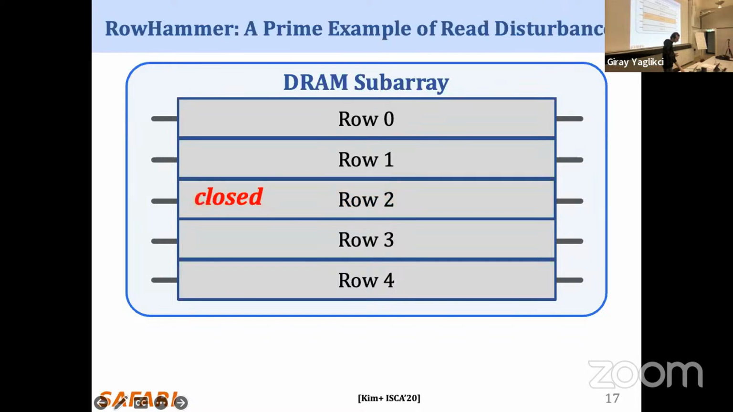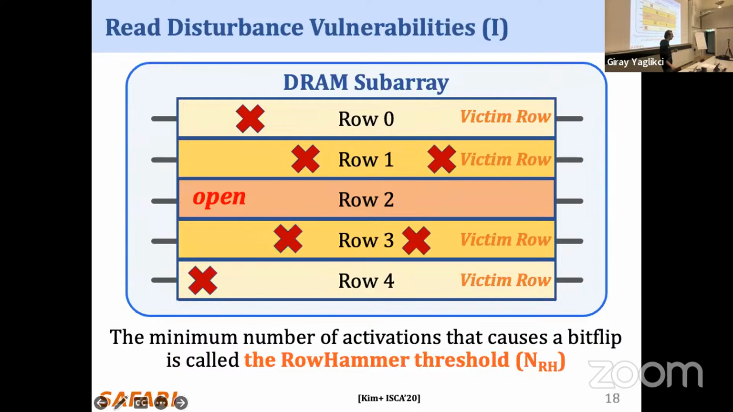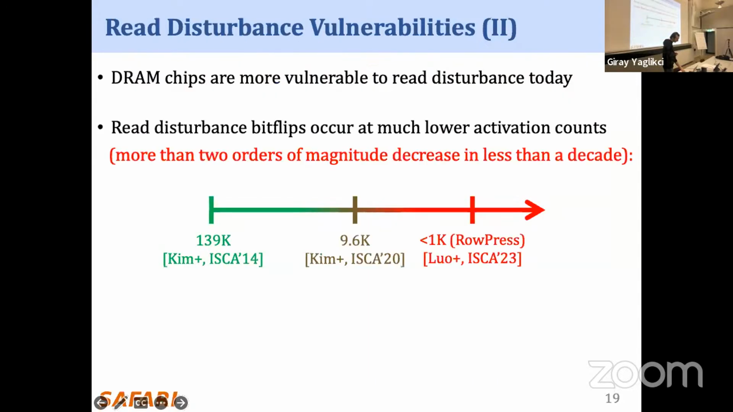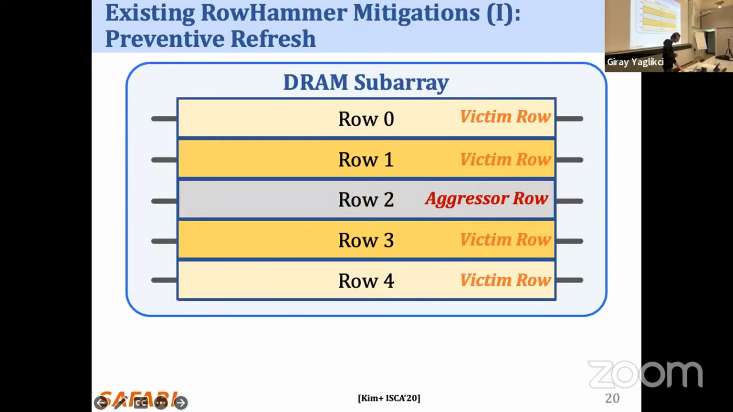As you all know, if you repeatedly open and close rows in DRAM, you induce bit flips. In our study, we refer to the RowHammer threshold as the number of activations necessary to induce the first bit flip. You also know that the RowHammer threshold has been decreasing significantly. Therefore, it is important to efficiently and effectively prevent these bit flips.